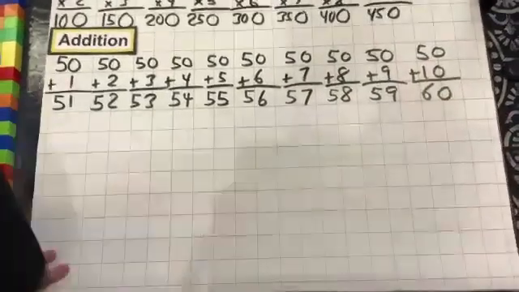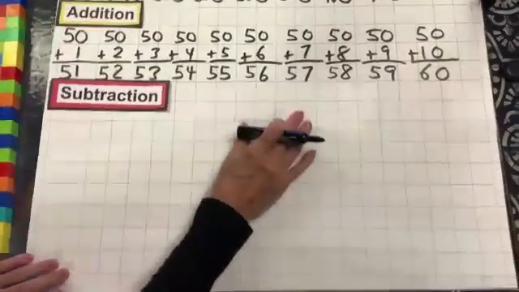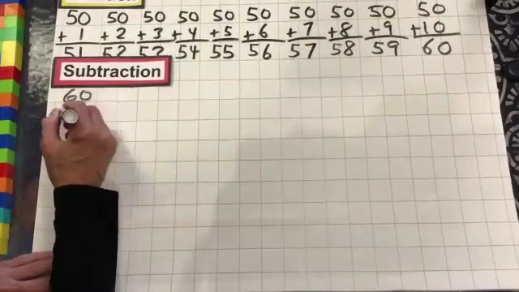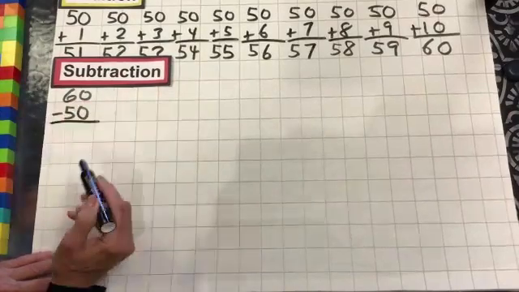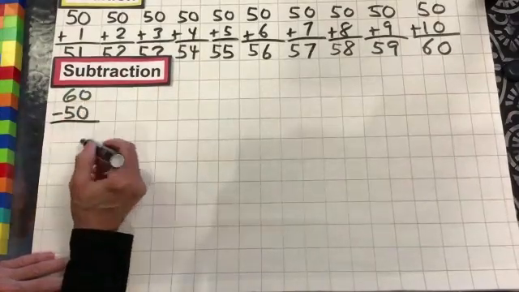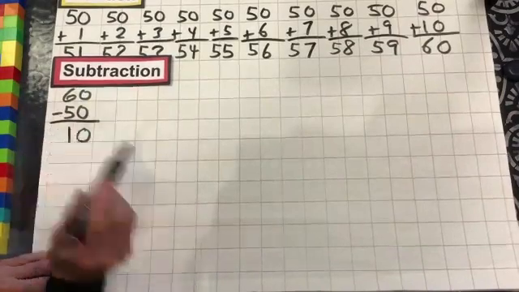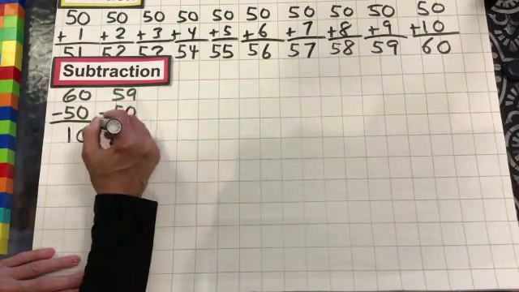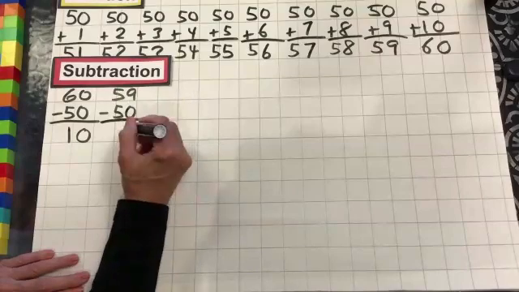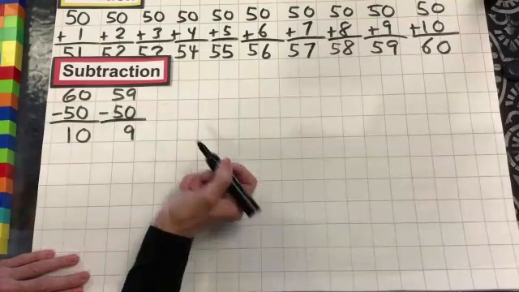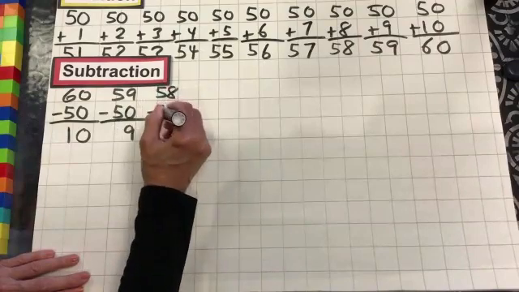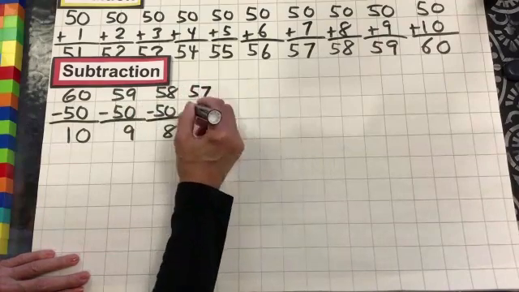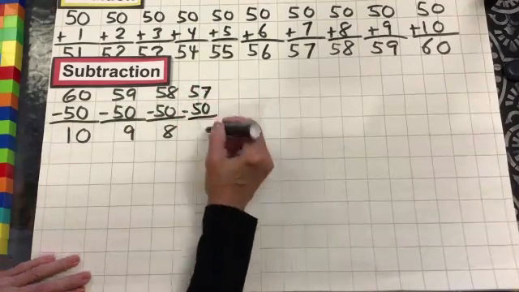All right, we're going to start with that 60 to work our subtraction. So move this up a smidgen. 60 minus 50. 0 minus 0 is 0. 6 minus 5 is 1. So that would be 10. 59 minus 50. 9 minus 0 is 9. 5 minus 5 is nothing. 58 minus 50. 8 minus 0 is 8. 5 minus 5 is nothing. 57 minus 50. 7 minus 0 is 7.